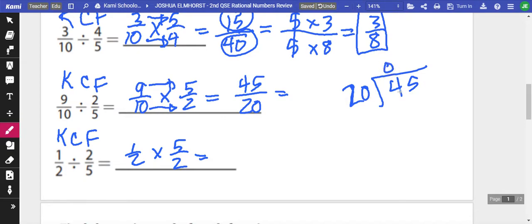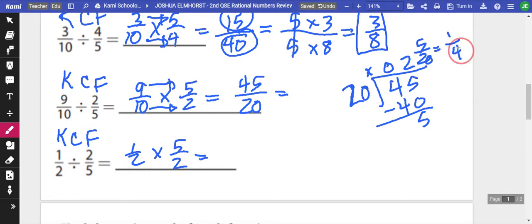20 does not divide into 4. 20 divides into 45 two times. 2 times 20 is 40. When we subtract, 45 minus 40 is going to give you 5. And then you can simplify this even further. So that's going to be 1 over 4. 2 is a whole number, and then 1/4 simplified. 2 and 1/4.